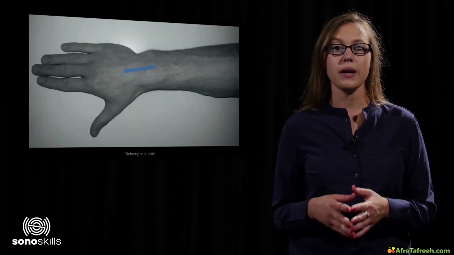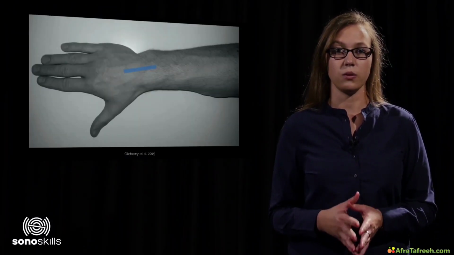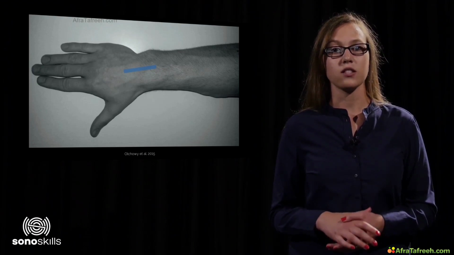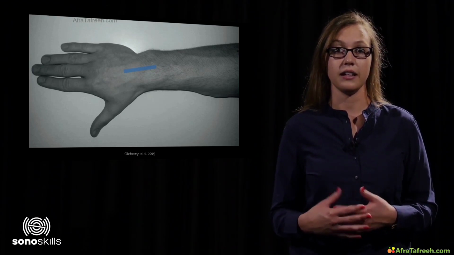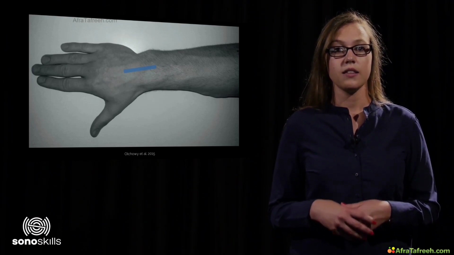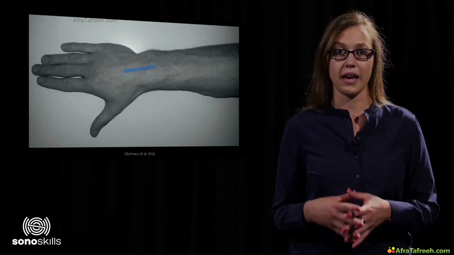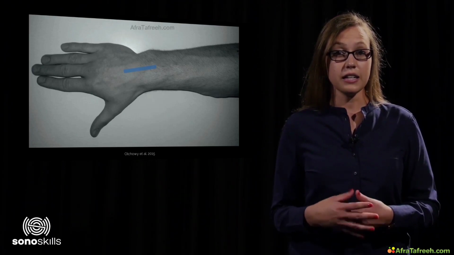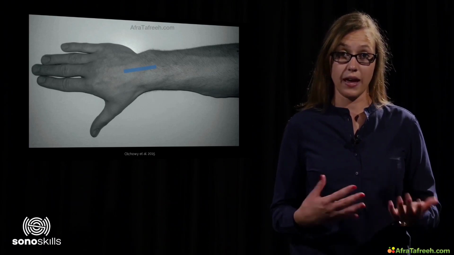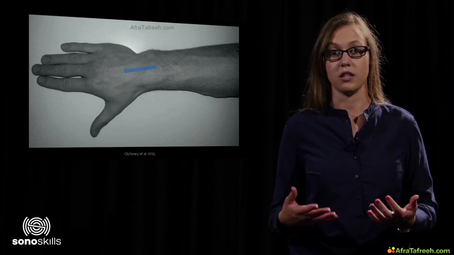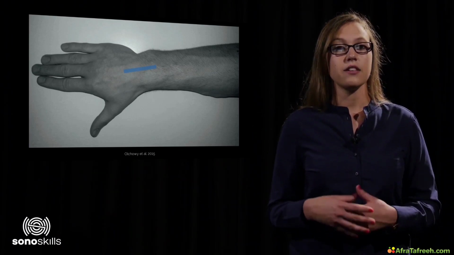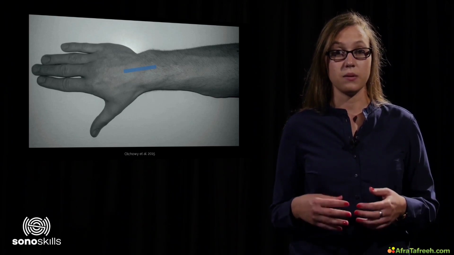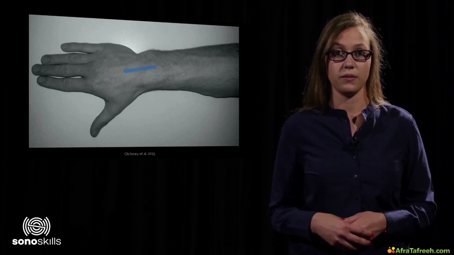To evaluate the radiocarpal and midcarpal joints, the sonographer has to longitudinally connect, in other words in a long axis view, the two bones that together create the specific joint. If the sonographer is interested in the joint between the radius and the lunate, or between the lunate and the capitate, the transducer has to be placed at the position shown in this image.